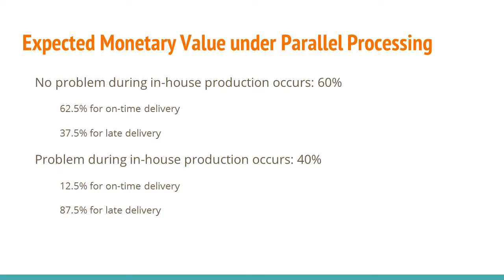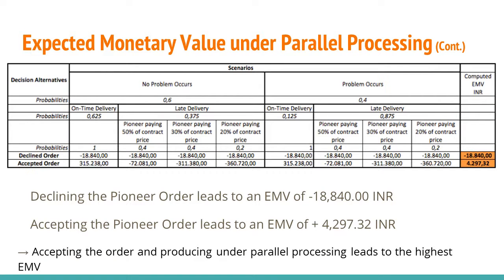As an alternative to sequential processing, Dhawan could opt for parallel processing for the Pioneer order. And there are two conditions here. Because Dhawan's production line is not set up for parallel processing, the chances of a problem occurring during production increase by 20%. However, the chances for on-time delivery increase significantly.